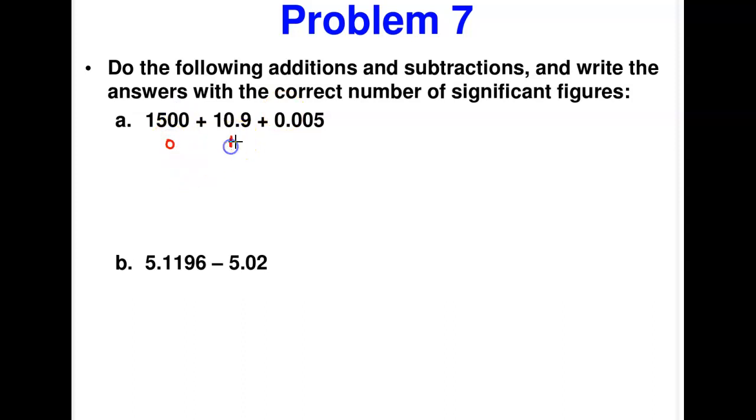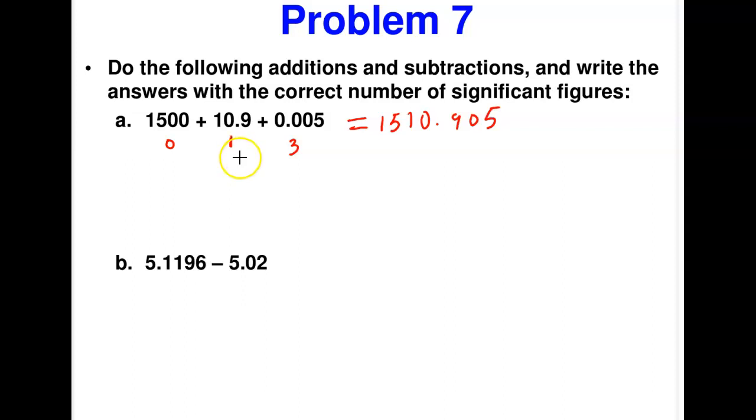There is 1 decimal place here, and there are 1, 2, 3 decimal places here. What that is telling us is that after adding these numbers, I'm not going to have a decimal place. So if I add these numbers, I'm going to get 1510.905. This is what I'm going to get on a calculator.